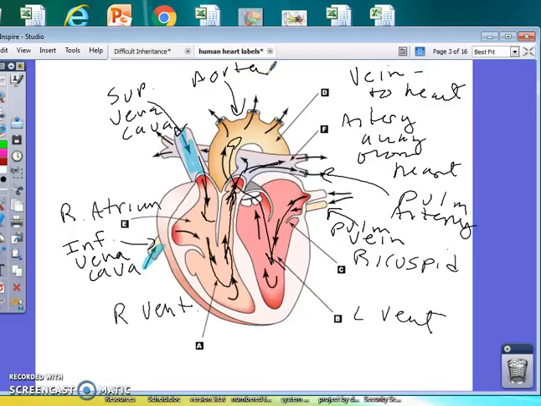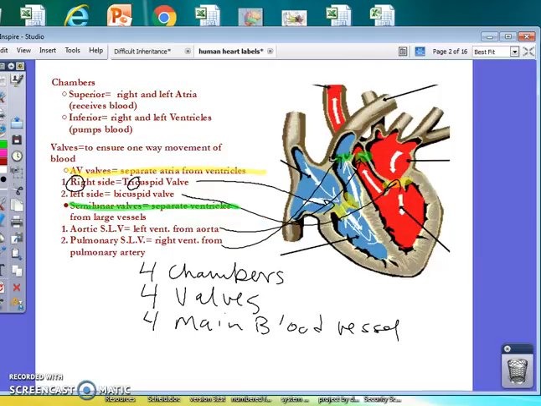And so now we should be able to identify that we know all four chambers, all four valves, and all four main blood vessels in the heart.